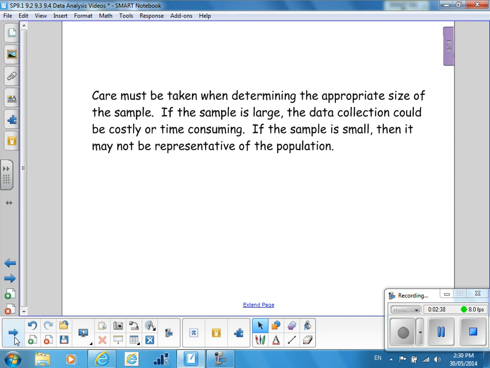Care must be taken when determining the appropriate size of the sample. If the sample is large, the data collection could be costly or time-consuming. But if the sample is small, then it may not be representative of the population.